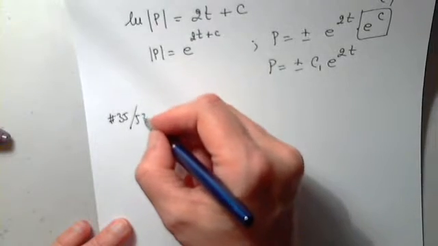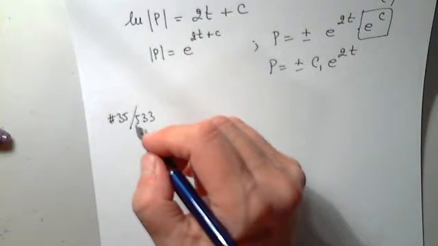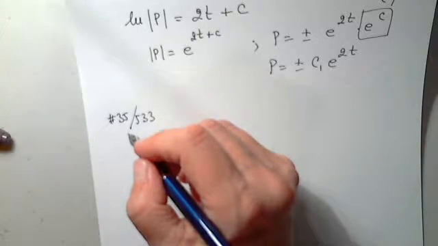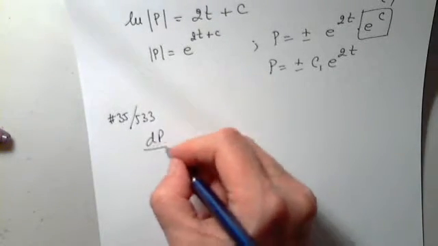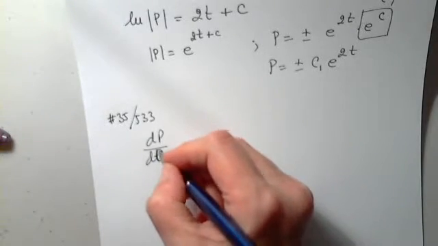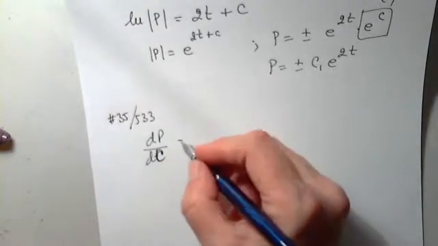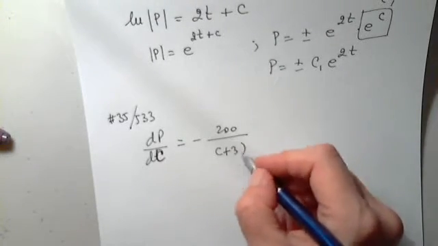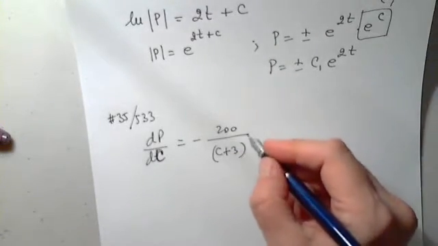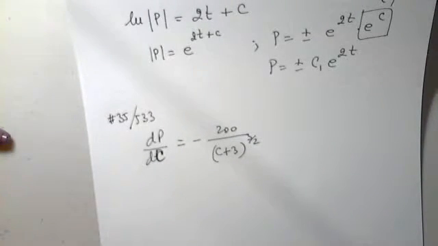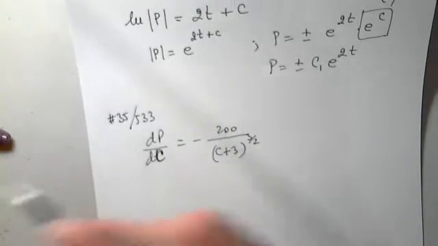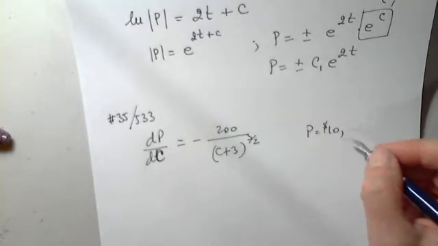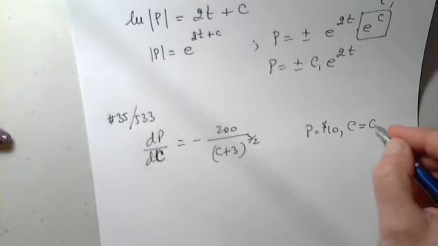On the same page, 533. Total profit from marginal profit. A firm's marginal profit P as a function of its total cost C is given by dP over dC equals negative 200 over (C plus 3) to the 3 halves. Part A, find the profit function P of C if P is $10 when C is 61.